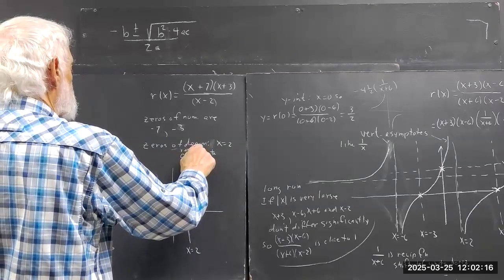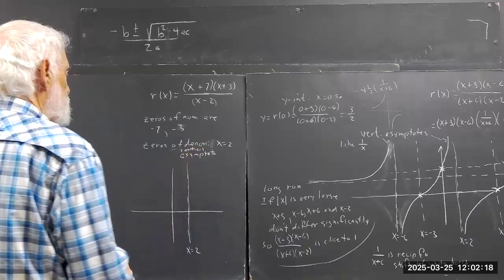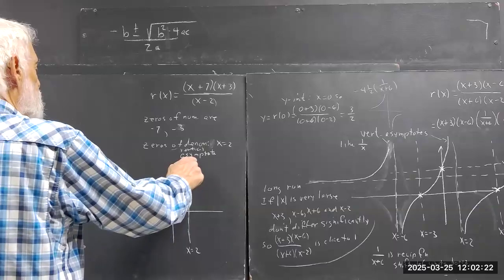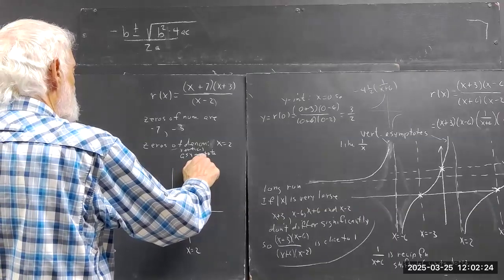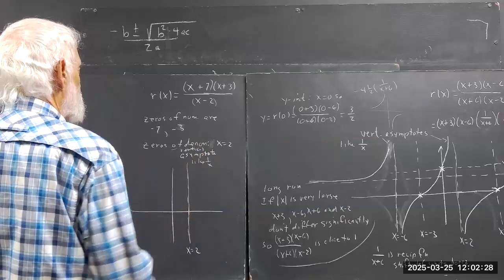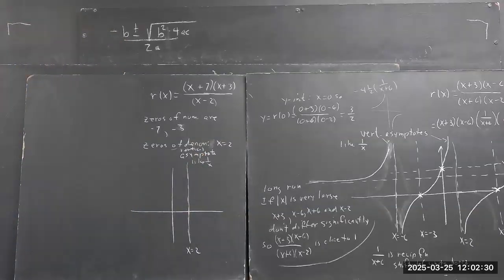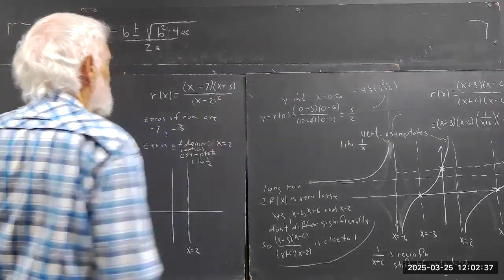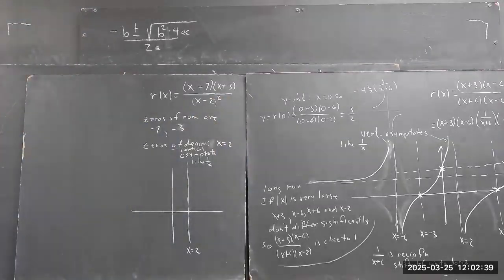I snuck the word vertical in there. You probably can't read it from where you are, although it is semi-readable. Vertical asymptote, like 1 over x, except I lied. Functions x minus 2 squared, just to give us a little variety.